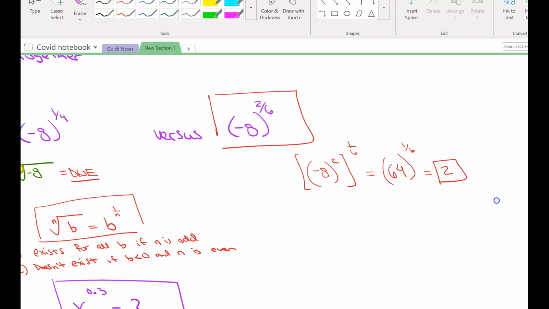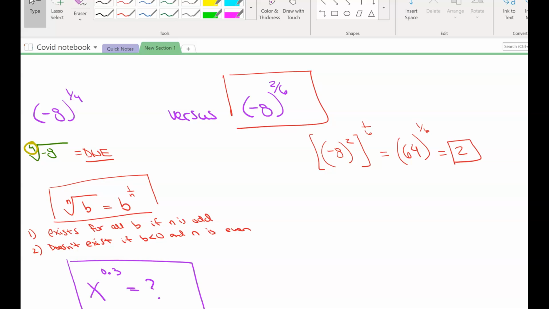But what if we did this? What if someone else went and said, oh, -8 to the 2/6, that's the same thing as saying -8 to the 1/6 and then squaring it, which is correct. And here's where we get into trouble, because an even root of a negative number, as we just discussed, does not exist. So that's why this is ambiguous.